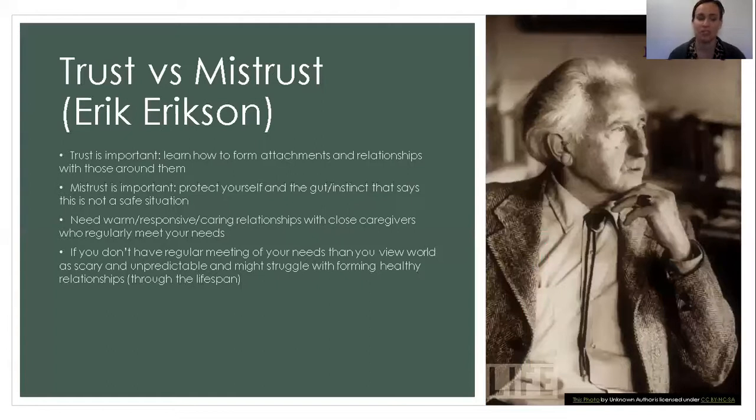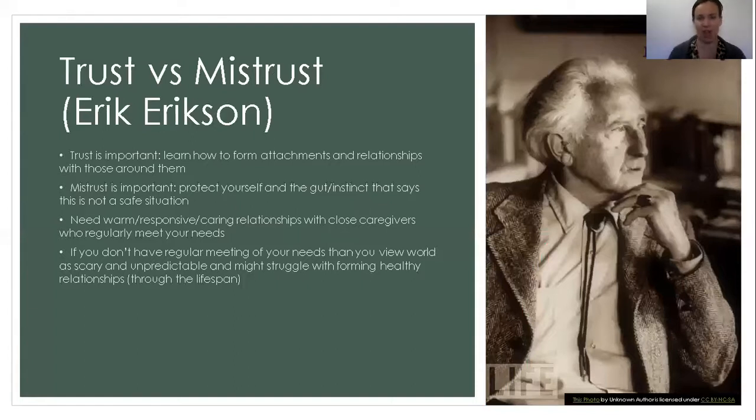So for our infants and toddlers, it's all about trust. How Erikson breaks it down is in each stage you either learn something, or you're taught something, or you're socialized into something, and if you aren't able to do that, then you develop another characteristic. So in this case, you develop trust, and if you aren't given the opportunities through great relationships to develop trust, then you might develop mistrust. So trust is really important. It's how we form attachments and relationships with people around us. Mistrust is also really important as well.